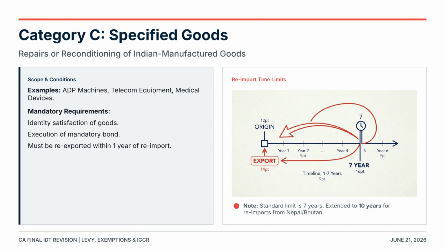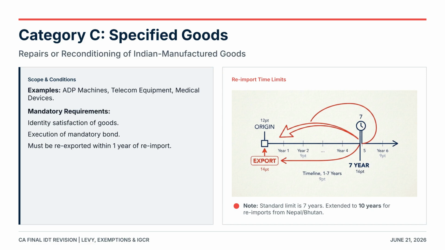Category C deals with specified goods such as automatic data processing machines, telecom equipment, medical devices, and similar products. These goods are often expensive and technologically sophisticated, requiring special treatment. For this category, the import period is 7 years from exportation, which extends to 10 years for Nepal and Bhutan. Once re-imported, the goods must be re-exported within 1 year.